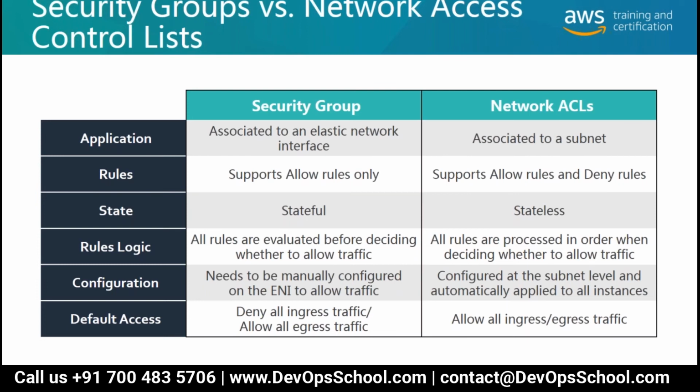A security group is associated to an elastic network interface, whereas a NACL is associated to a subnet. Security groups support allow rules only, whereas NACLs support allow rules as well as deny rules.